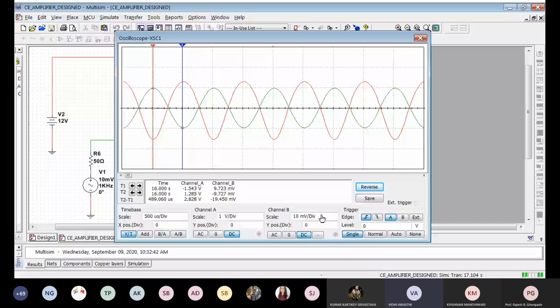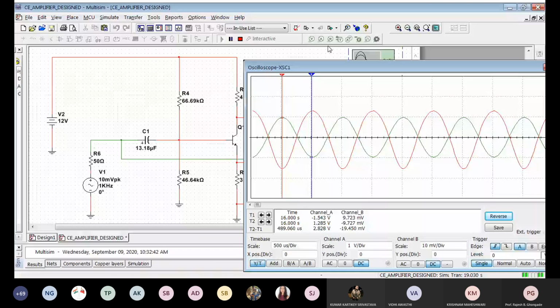With 2.828 and 19.8, we are getting it as 143. Whatever, that's all right. So that's nearly about 141, 142, and the expected gain was 150. So we have achieved a gain very close to the desired value. Okay, so this says that our design is correct. This proves that our design is correct.